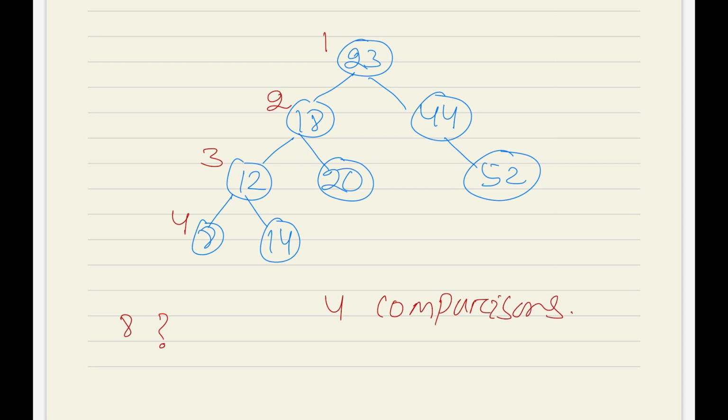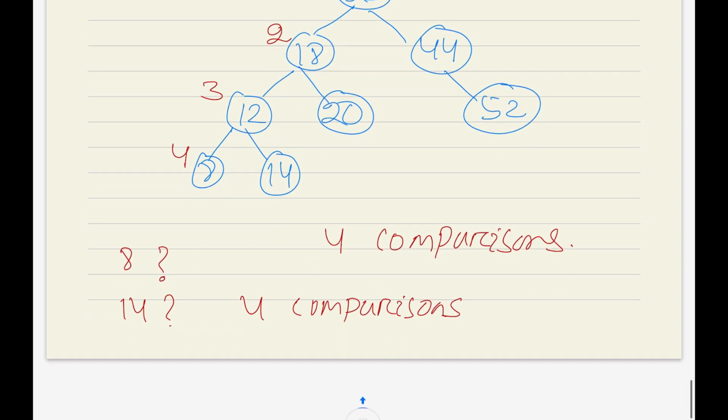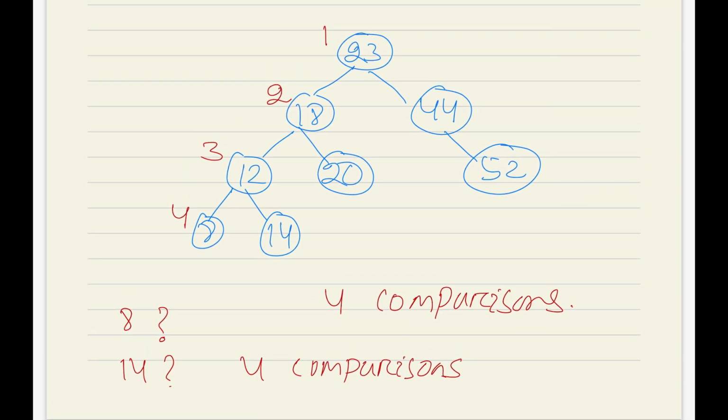Similarly, if we want to find whether 14 is present in this list or not, how many comparisons are required? So 4 comparisons are required to check whether 14 is present in this list or not. Similarly, if we want to check whether 20 is present in this list, we need 3 comparisons. Similarly, for 52 we need 3 comparisons.